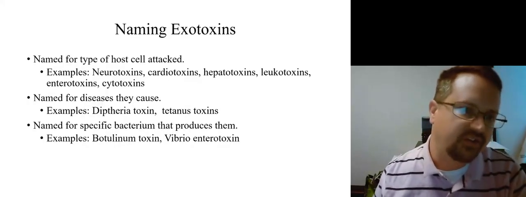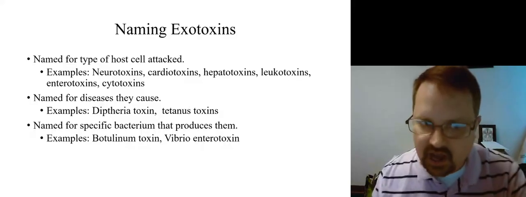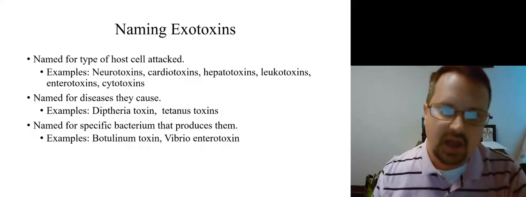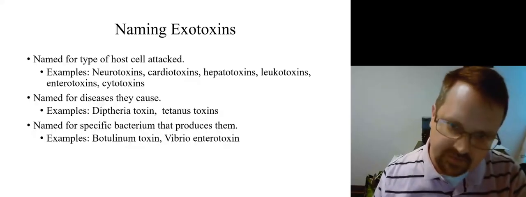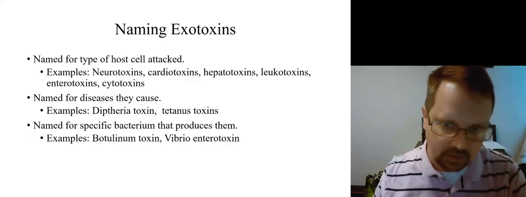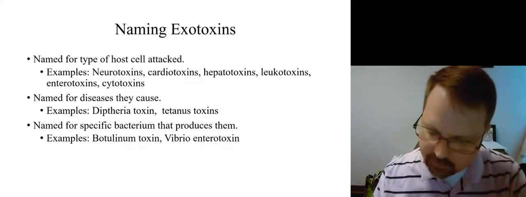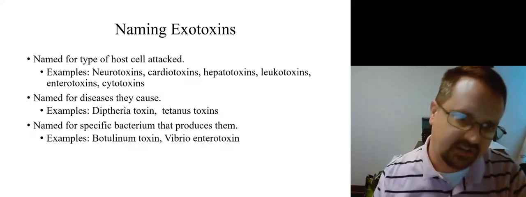The exotoxins are named for the type of host cell that's attacked. For example, a neurotoxin if it's neural tissue, cardiotoxin if it's heart tissue, hepatotoxin if it's liver tissue, leukotoxin if you're dealing with lymphoid tissues, and enterotoxins, cytotoxins for cells.